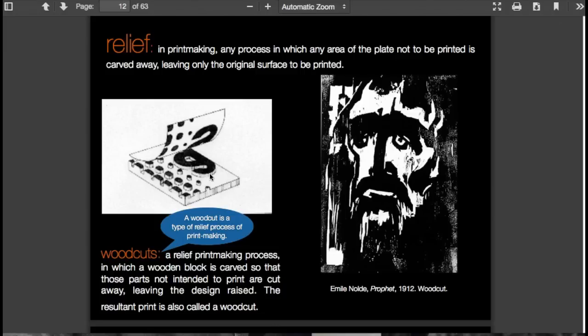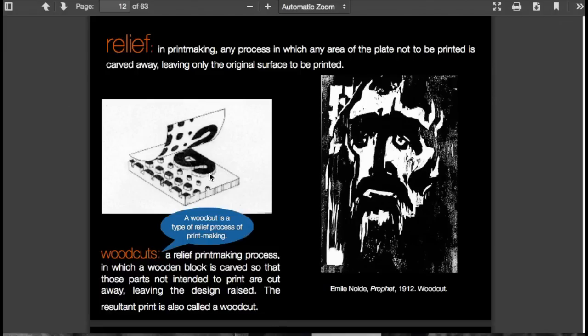So the most well-known relief process would be woodcuts. So a relief printmaking process in which a wooden block is carved so that those parts not intended to print are cut away, leaving the design raised. The resultant print is also called a woodcut. So like we would call something done in pastels a pastel, something made from a woodcut, we call it a woodcut print.